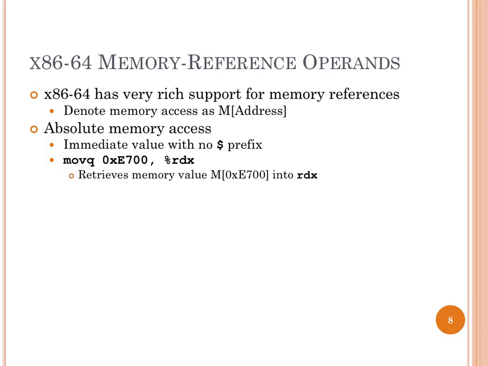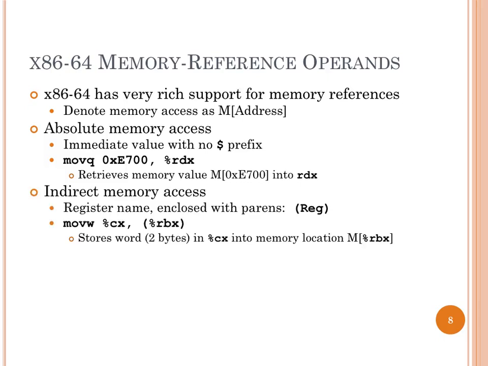Okay? Most of the time we do indirect memory access. I call malloc and I get some memory back and the pointer is in a register. So now I want to use that register to access the memory contents that I just allocated. Okay? So you just put parentheses around the register name. So what this is doing is moving 2 bytes from CX into the address that's contained in RBX. Okay?